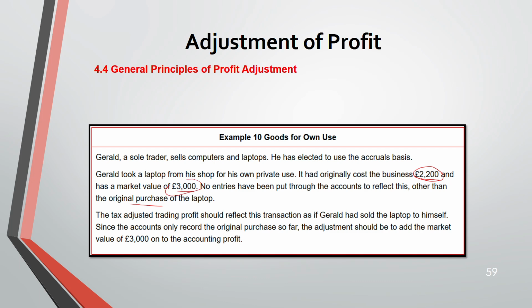So the tax adjusted trading profit should reflect this transaction as if Gerald has sold the laptop to himself. So only the original purchase was recorded. Adjustment should be to add the market value of 3000 onto the accounting profit. That's the market value. This you have to add to the accounting profit.